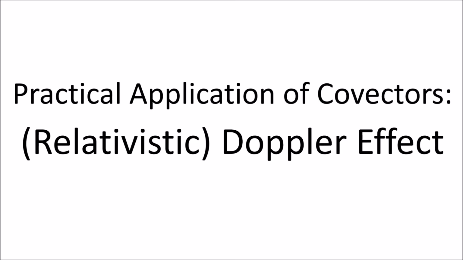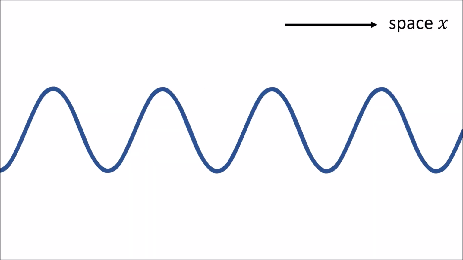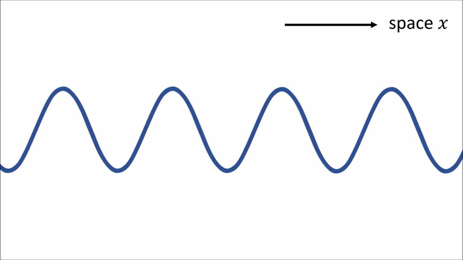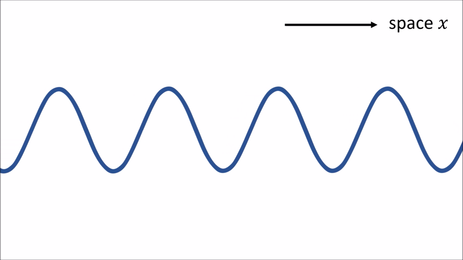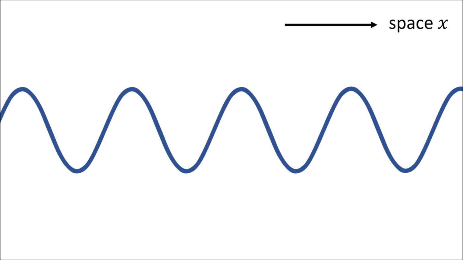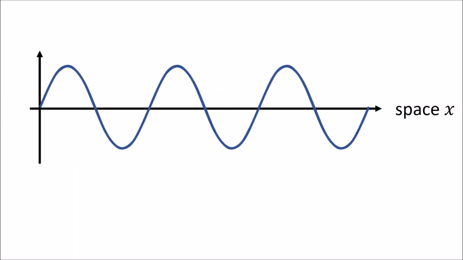Now let's look at a practical application of covectors in physics, which is understanding the Doppler effect, in both the relativistic and non-relativistic cases. First, let's look at the properties of waves. Let's say that we have a wave like this that's traveling through space in the positive x direction. Let's say that we take a photograph of the wave so that it is frozen in time, and we can look at how the wave changes over space in the x direction.